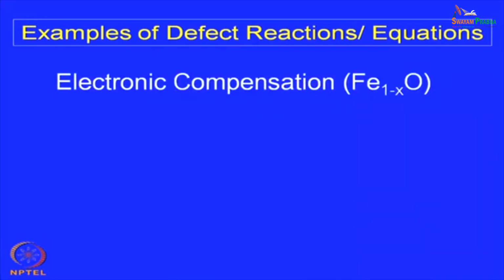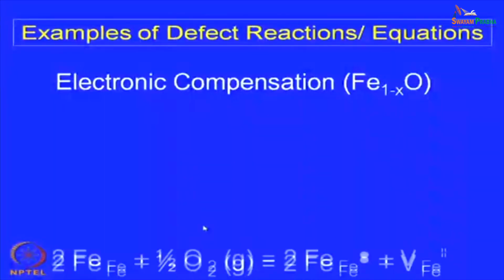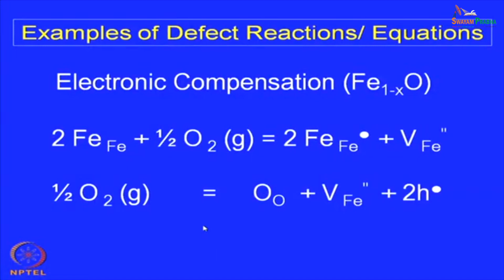Well, this is the next one, same thing, examples of defect reactions and equations. Here it is an electronic compensation. We have discussed it already, but just one or two examples, one additional example maybe. This is a very specific oxide, not MO or anything. The specific oxide, iron oxide or ferrous oxide, FeO, Fe1-xO. If the formula itself indicates, we have an iron vacancy, and that is the reaction.